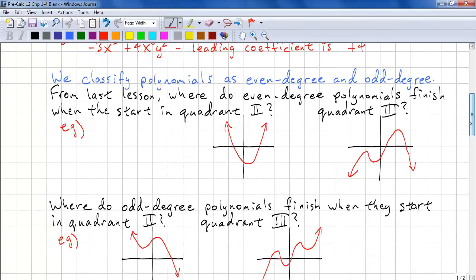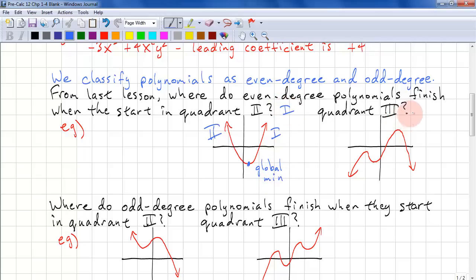We classify polynomials as even degree and odd degree. So from the last lesson, where do the even degree polynomials finish? And we have two cases. When they start in quadrant 2, they finish in quadrant 1. And we also have a global min here. So this is quadrant 1.